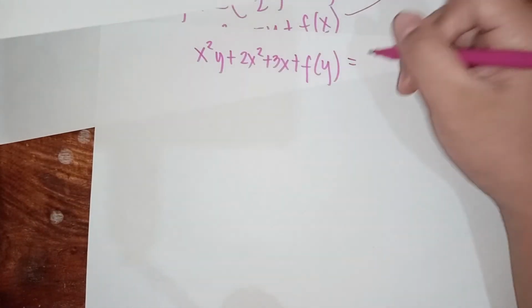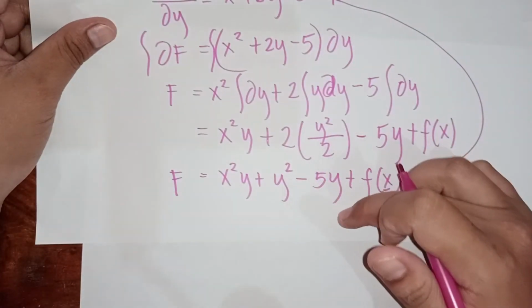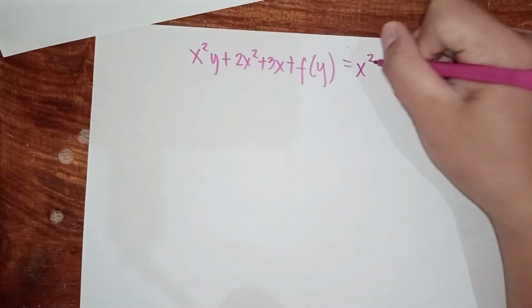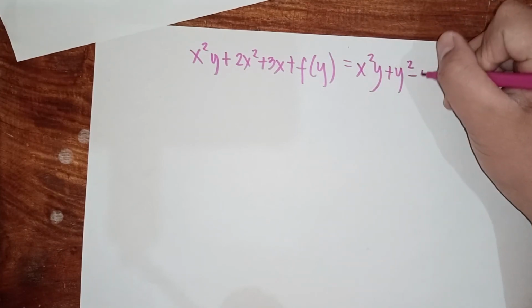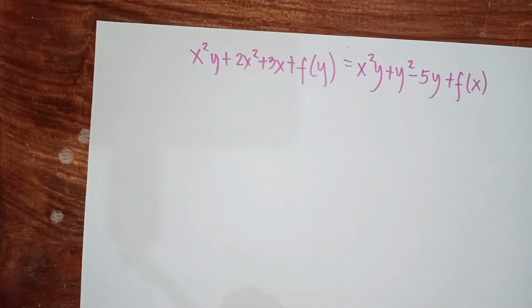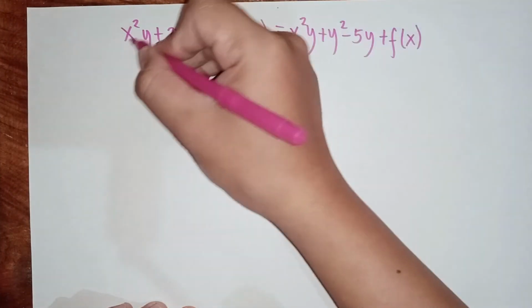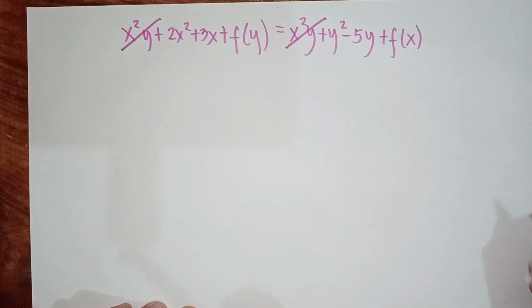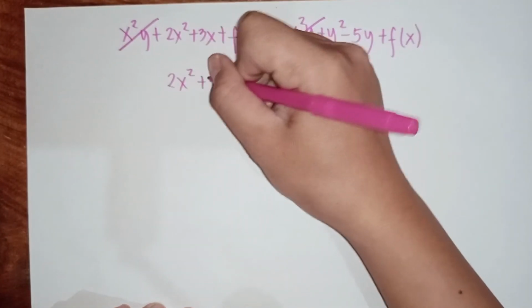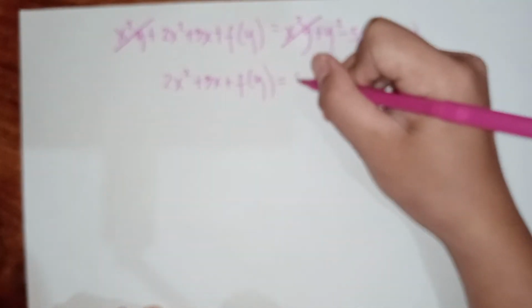Sulat natin dito, equals. So, the second value of f natin, ito. This is equal to x squared y plus y squared minus 5y plus f of x. Okay. So, eto na mga boss. In-equate na natin yung dalawang f. Okay? So, makikita nyo, pwede natin makancel ito. Yung natira is we have 2x squared plus 3x plus f of y equals y squared minus 5y plus f of x. Okay?